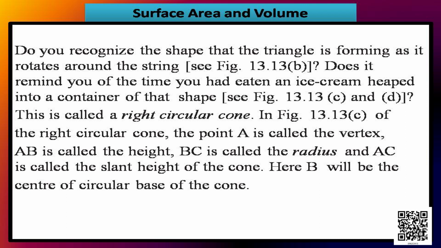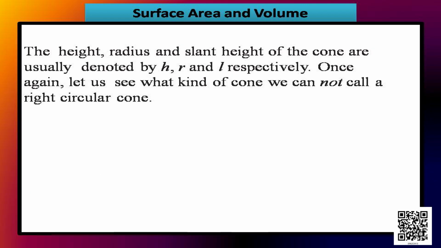This is called a right circular cone. In figure 13.13 C of the right circular cone, the point A is called the vertex, AB is called the height, BC is called the radius and AC is called the slant height of the cone. Here B will be the center of the circular base of the cone. The height, radius and slant height of the cone are usually denoted by h, r and l respectively.